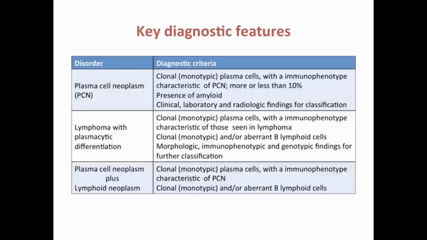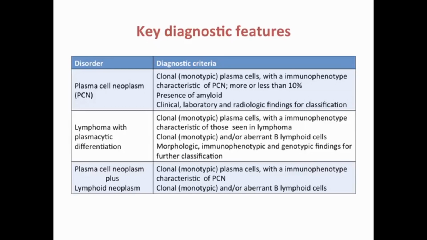The key finding for a diagnosis of a plasma cell neoplasm is the presence of clonal plasma cells, usually identified by monotypic expression of kappa or lambda light chains. However, in order to distinguish from lymphoma, it's also important to demonstrate a plasma cell immunophenotype characteristic of a plasma cell neoplasm. Features important for a diagnosis of lymphoma include identification of B lymphoid cells with monotypic expression of immunoglobulin light chains, or an aberrant immunophenotype. As discussed later, the neoplastic plasma cells present in lymphoma with plasmacytic differentiation have a different immunophenotype than those found in a plasma cell neoplasm.